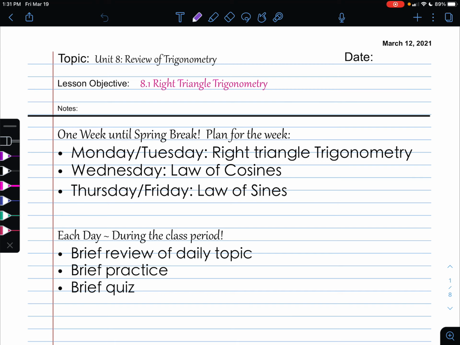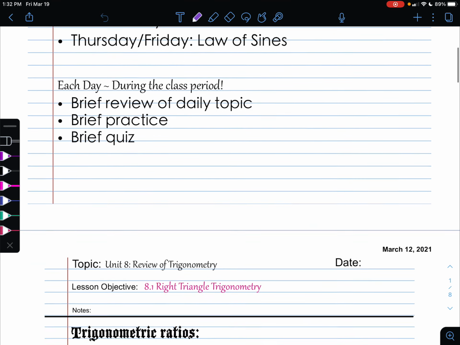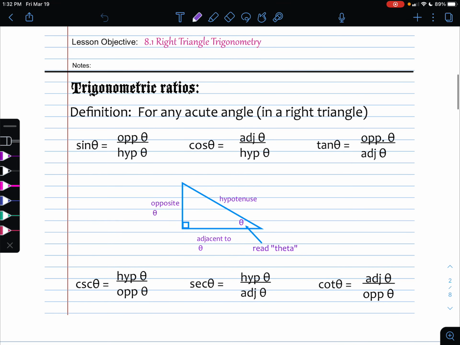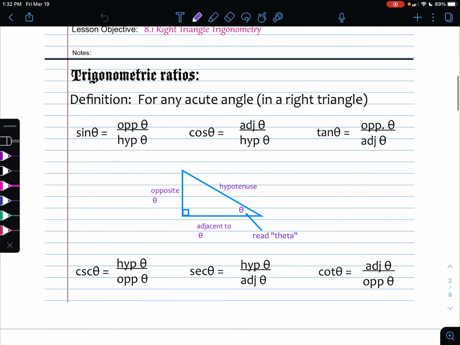Same thing. Review together, practice together on your own in class, and then a quiz at the end. And these are the 3 topics we're going to cover: right triangle trig, law of cosines, and law of sines. Okay, so let's get started with the trig ratio. All right, so these are the ones that we remember, right?